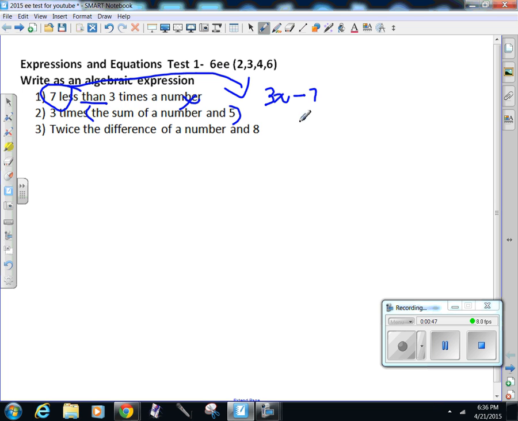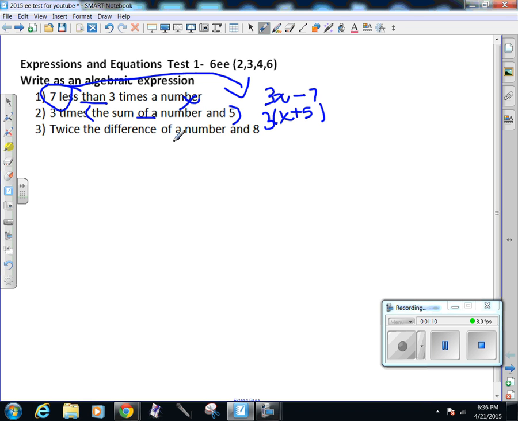Remember, the sum of, the difference of, the product of, the quotient of. This word "of" says you're going to be multiplying something by it, so you need parentheses. So the sum of a number and 5, so I'm going to say x plus 5. And then I'm going to throw that in some parentheses. And I'm going to put my 3. So 3 times the sum of a number and 5.